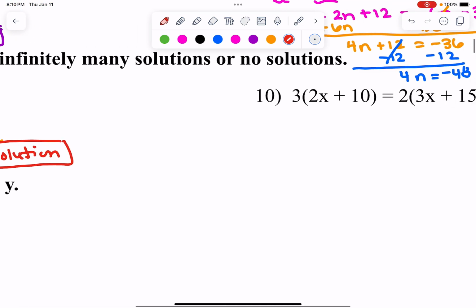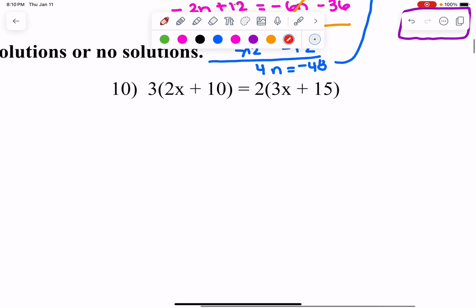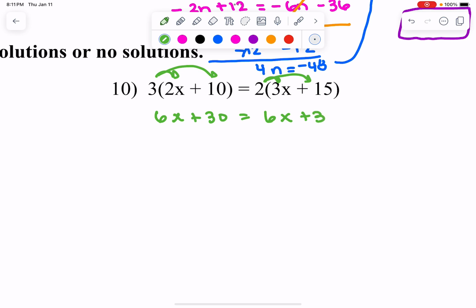On the other hand, for number 10, when I distribute the 3, we're going to end up with 6x plus 30 is equal to 6x plus 30. When the left-hand side and right-hand side look exactly the same, this is infinitely many solutions.